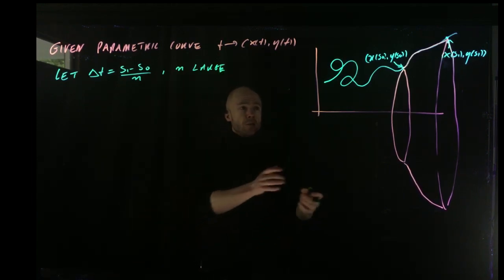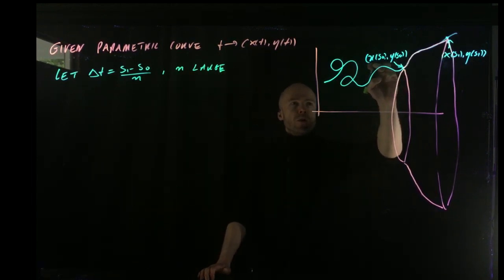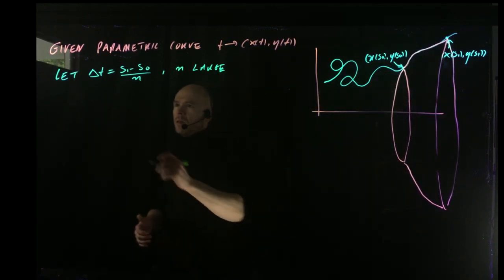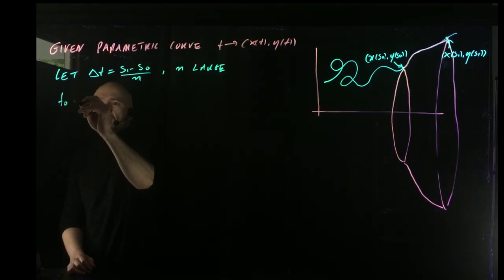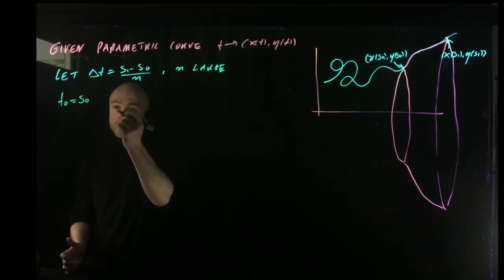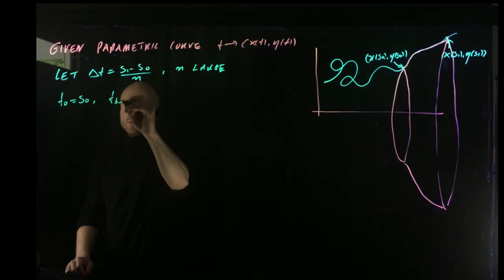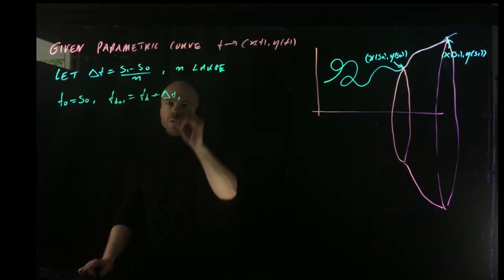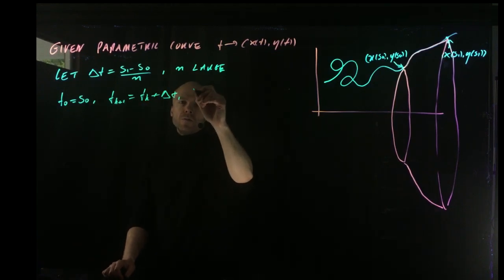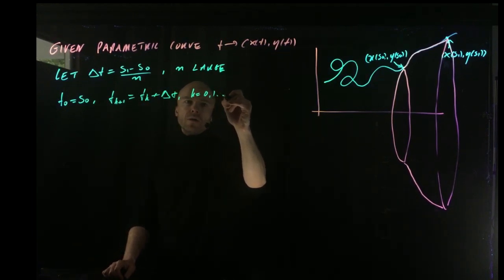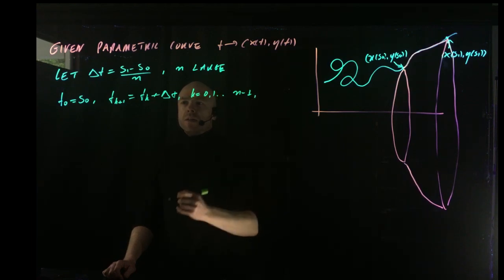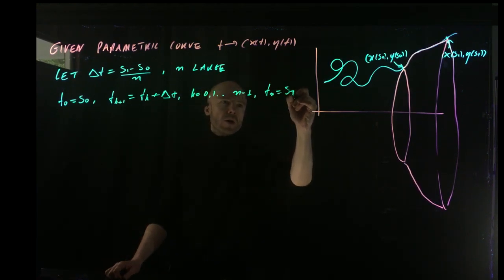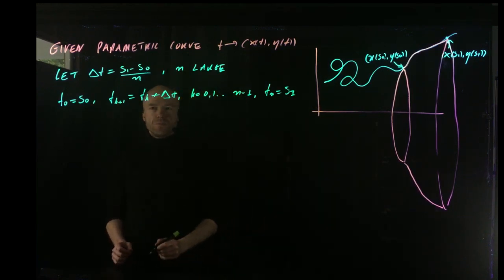And then we're going to consider all the time intervals, the first one from S0 to S0 plus delta t, and so on and so on. So let's do it like this. t0 will be our starting time, S0. And then we'll say t_{k+1} is t_k plus delta t, right? For k equal to 0, 1, up to n minus 1. And then that gives us that t_n is S1, which is our stop time.